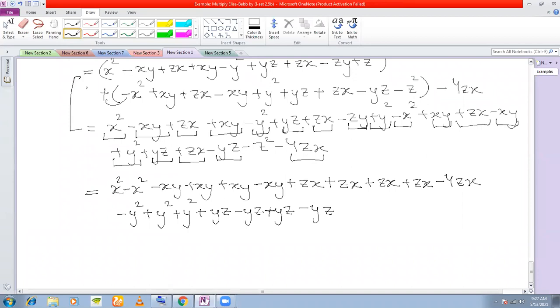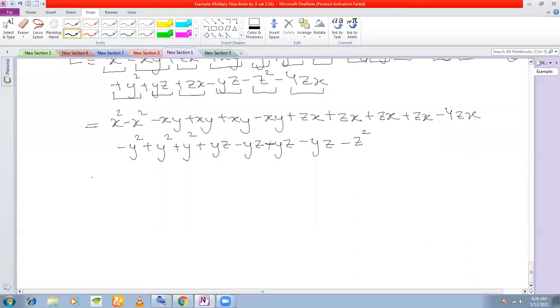Right? Now what remains? Z square remains only. So minus z square. So this z square is here. Any other z square? There are no other z squares, right? There is no other. So I've taken care of all the terms, right? Now we'll simplify. See what happens.